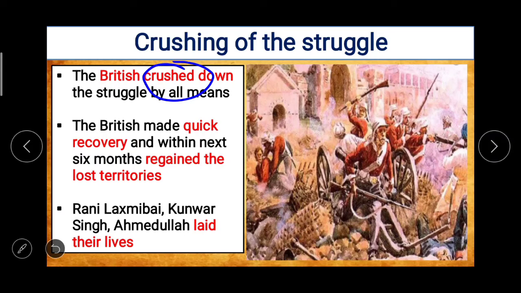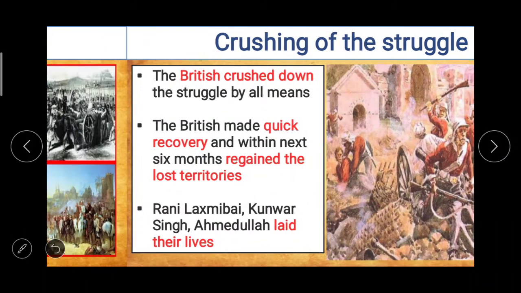So here the most important thing which we have to understand is that though there was a freedom struggle we call the struggle of 1857, after crushing down the struggle, the British made a quick recovery. जितनी भी जगहें थी जो इस फ्रीडम स्ट्रगल के दौरान इंडियंस ने ले ली थी, उसे अगले 6 ही महीने में ब्रिटिशर्स ने रिकवर कर दिया, अपने पास उन्हें ले लिया.